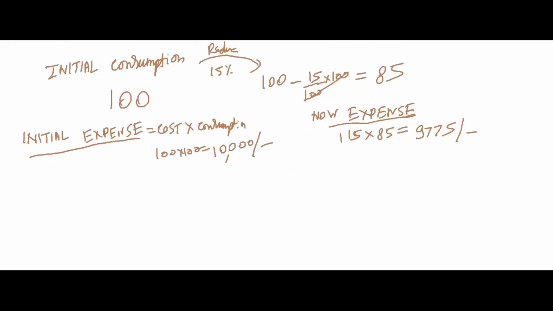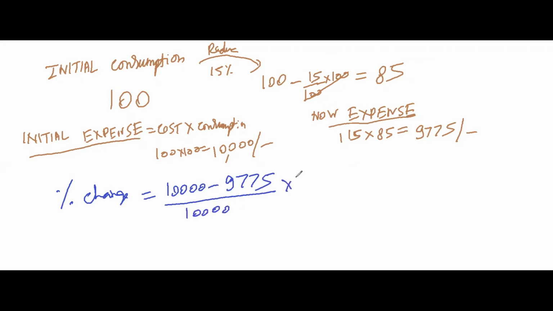Percentage change I need to find. So the formula is what? Percentage change will be the difference of these two, that is 10,000 minus 9775, divided by the initial expense, which was 10,000. Since I need to find the percentage, I will multiply by 100 and give the percentage sign. So when you solve this, you will get 2.25 percent as the final answer.